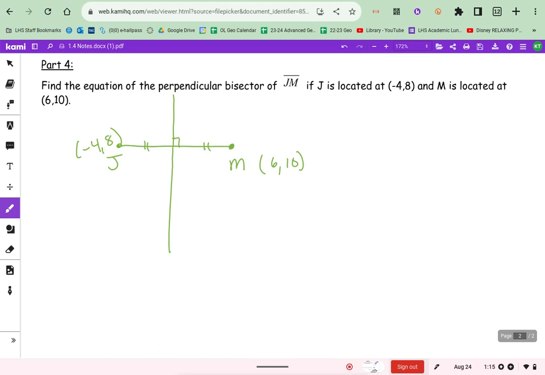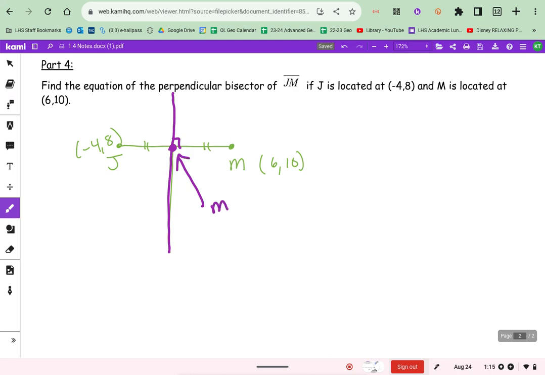Right, now I've drawn you a picture. I've drawn you the segment JM, and my perpendicular bisector goes through it. So two things: it has to be perpendicular, so I know I'm going to need to find a perpendicular slope. And if it's a bisector, what's the vocab word for this point right there?